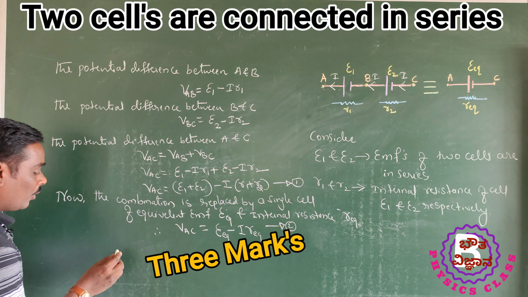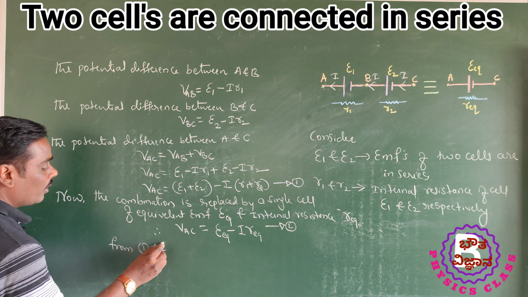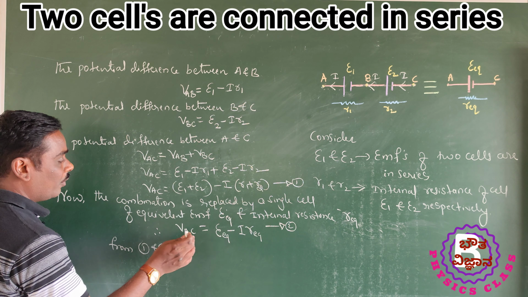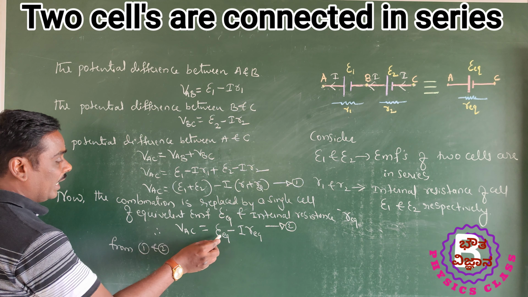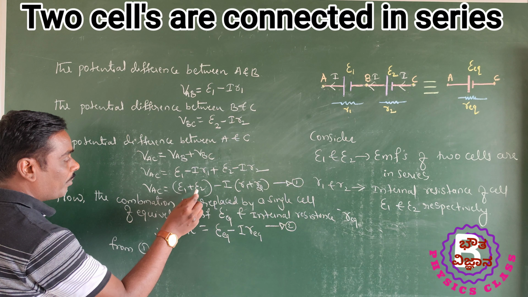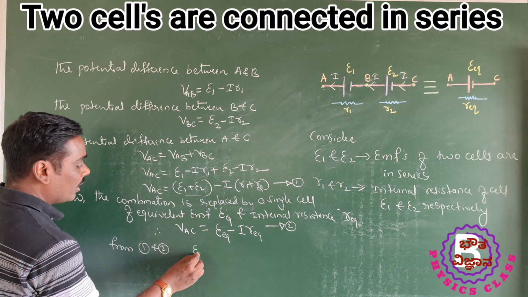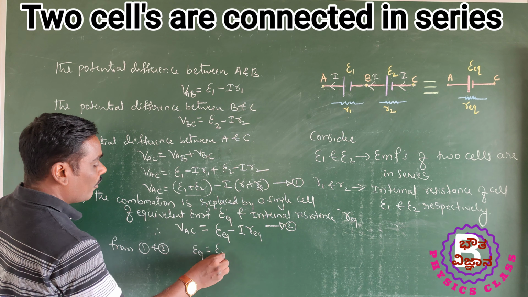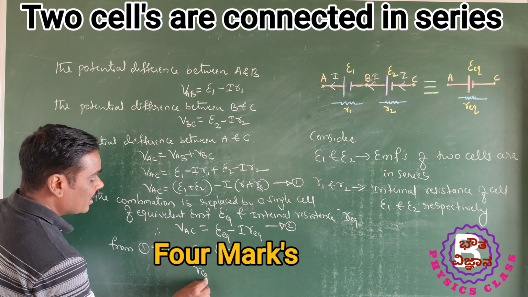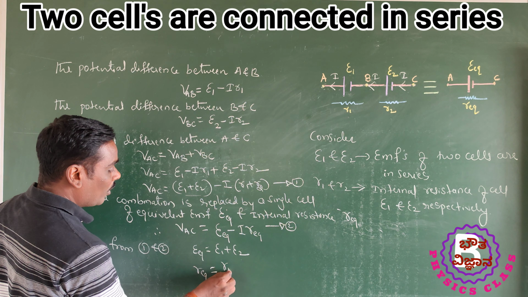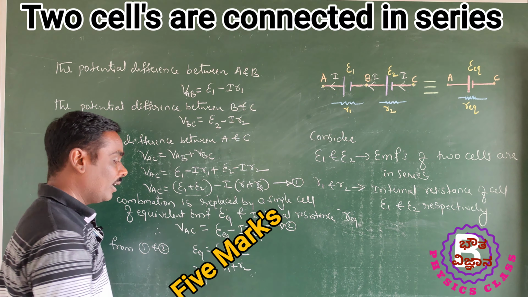Now compare 1 and 2. On comparison, equations 1 and 2 both are equal to VAC, therefore the E equivalent takes the value of E1 plus E2. E equivalent value namge E1 plus E2 ge equal agutte. So E equivalent is E1 plus E2, and next, similarly, R equivalent is R1 plus R2. So this is the equivalent EMF and equivalent internal resistance.